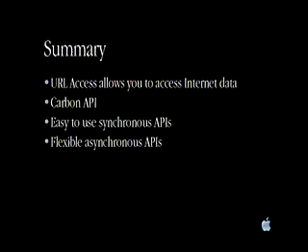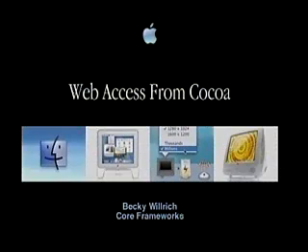So in summary, URL access allows you to access internet data by URLs. It is a Carbon API, has fairly easy to use synchronous APIs and pretty flexible asynchronous APIs. So now next, in order to talk about web access from Cocoa, Becky Willrich will be out here to talk about the core frameworks.